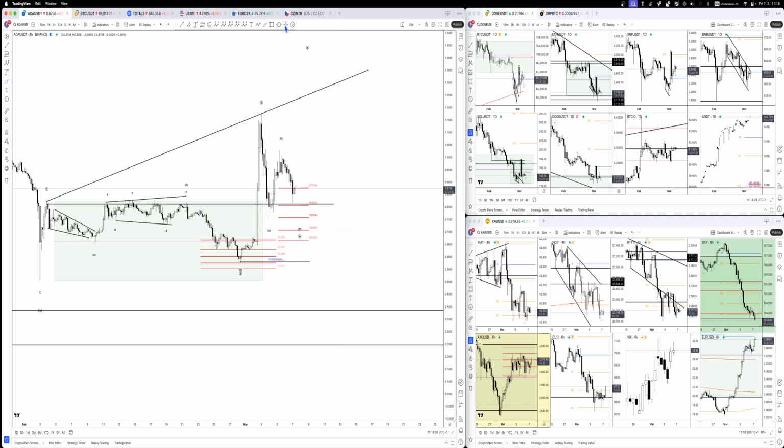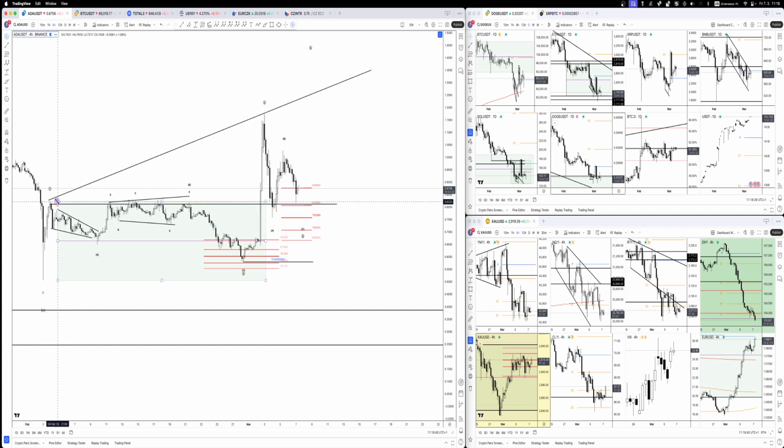We have a wave 4 that has reached into the price territory of wave 1. You draw it like that. Price territory of wave 1.